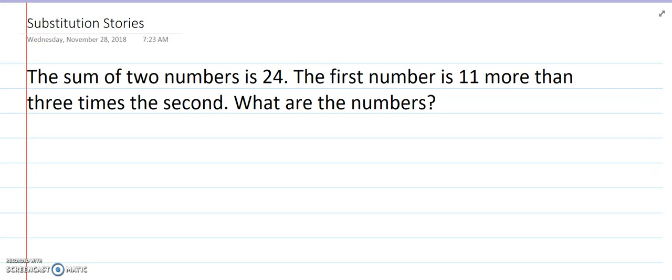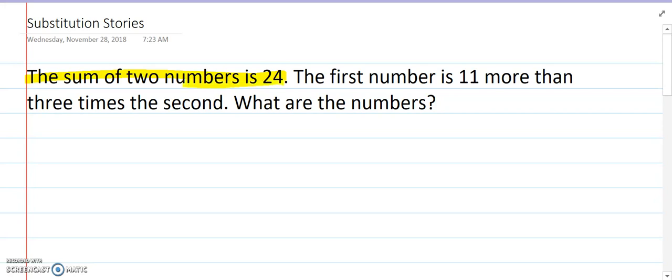Let's go ahead and do the first one. The sum of two numbers is 24. The first number is 11 more than 3 times a second, and I want to know what the numbers are. So let's deal with each sentence separately, and that's the first thing I need you to understand. Every time that I break up the story, I am telling you that you should break up your thought process.